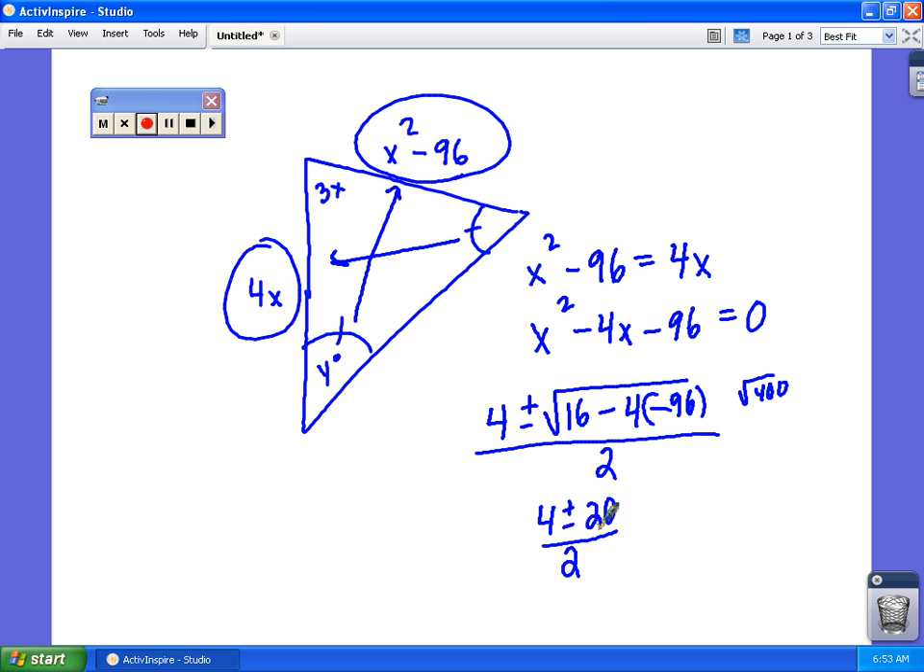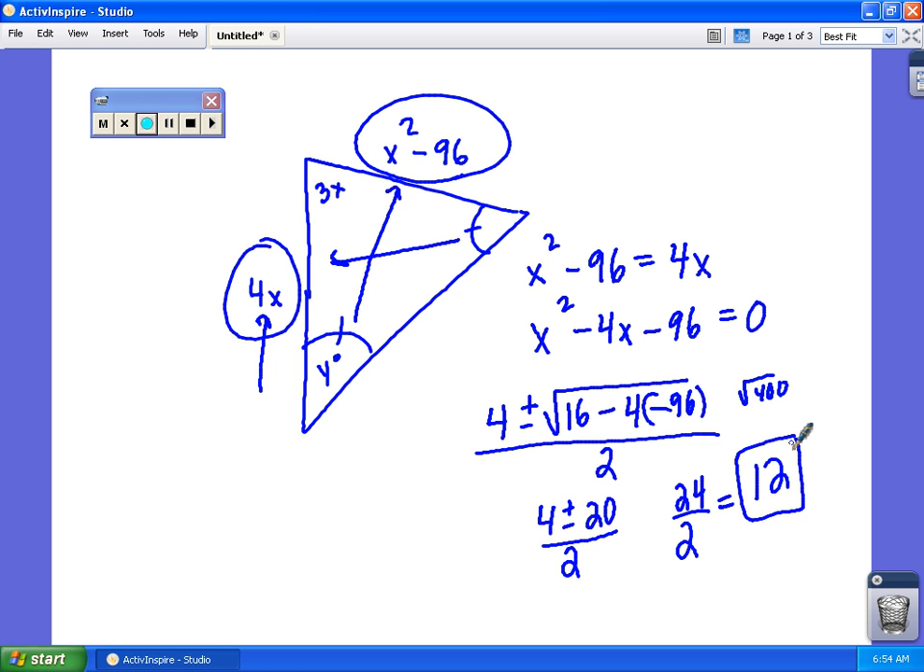Well, 4 minus 20 over 2 is going to get us a negative answer. And x can't be negative because then your side would be negative. So I'm going to use 4 plus 20. You get 24 over 2, and that equals 12. Once you get 12, at that point, you could plug it in to any of the equations. It doesn't matter which equation you plug it into.